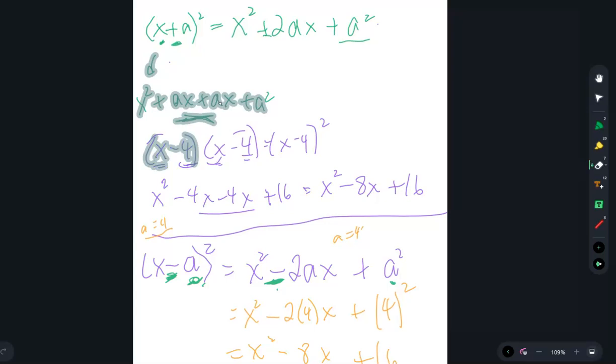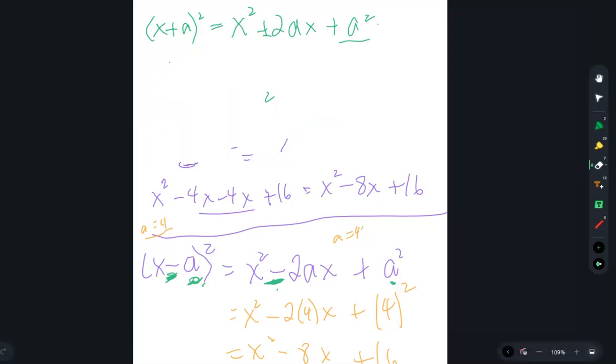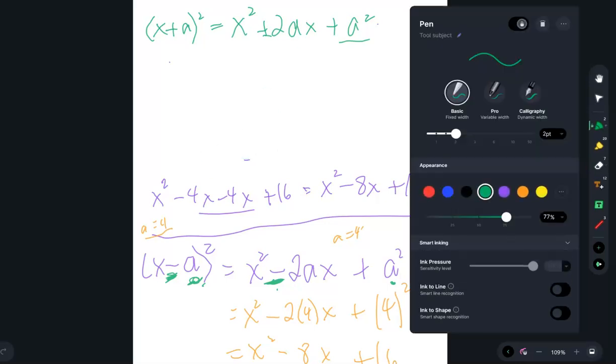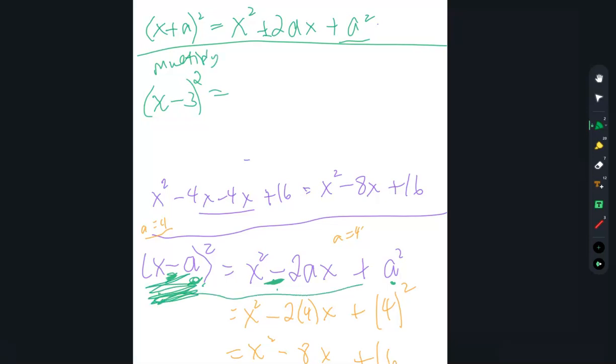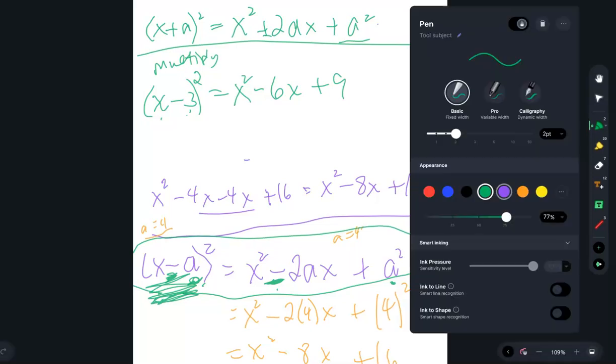All right, so let's just practice with our little pattern here. So if I said multiply out x minus 3 squared, so then you think, oh yeah, it's that, right? That's the pattern. So then you don't have to do the FOIL. You can say, oh, I know that that's going to be x squared, 2 times this, so negative 6x, 2 times x times negative 3, and then plus a 9. All done. So a lot less work, right?